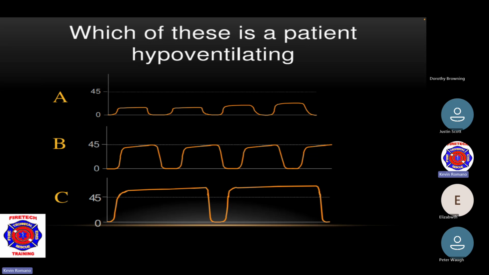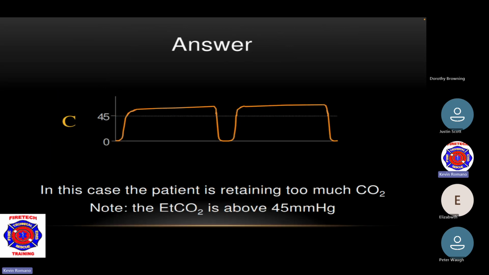Looking at these A, B, and C, which patient here is hypoventilating? Is it C? It is. Yep. So C, that long duration, elevated height, slow frequency. Yep. So we took the top of that one there. It's above 45. The patient is retaining too much carbon dioxide at this point.